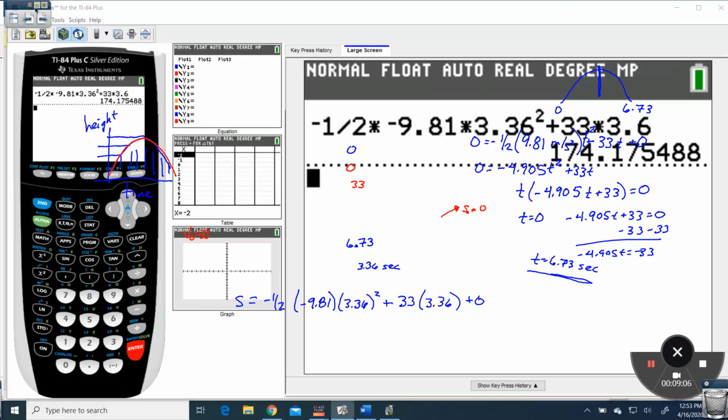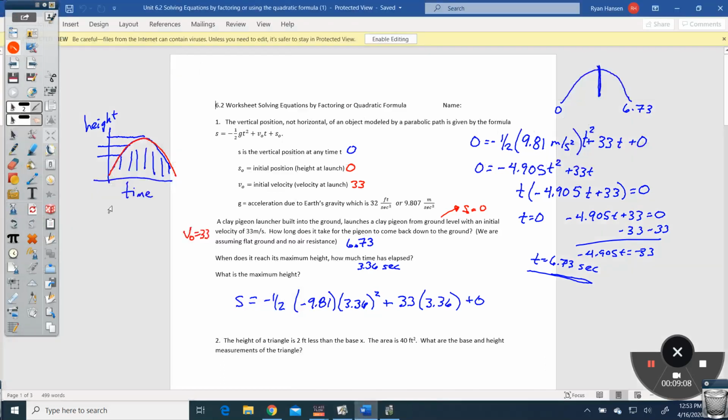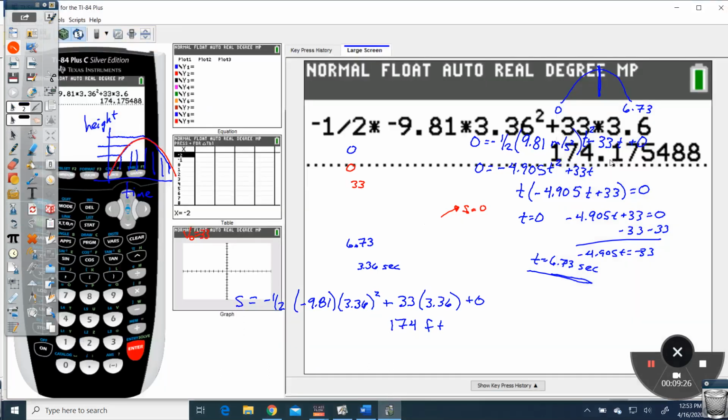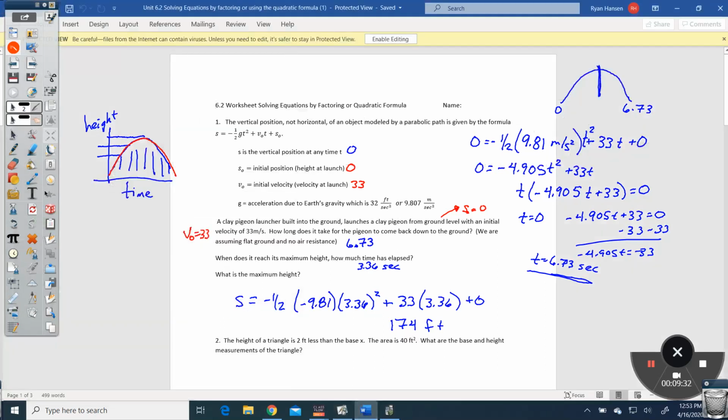Okay, so what is its maximum height? 174 feet. Because we've kept 2 significant digits everywhere else, we probably should keep 2 on this as well. So 174.18 feet. So when you go to write this down on your answers, put 174.18 feet. Okay, so those are the answers you're going to put down in the questions.